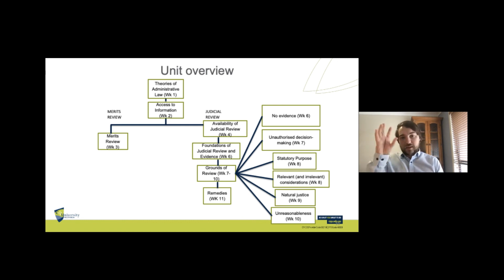And then if we can make one or more of those grounds of review out, we can ask the court for a remedy, usually quashing the decision and asking the decision maker to remake it. I'll talk through that mind map in more detail in a separate video to really explain how it all links together. But this is to give you a general sense of where we're at in the course. And each week you'll see this slide, and I'll highlight where we're at and how that relates to previous weeks and future weeks.